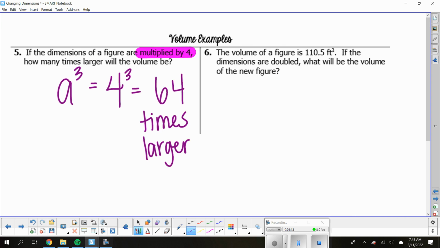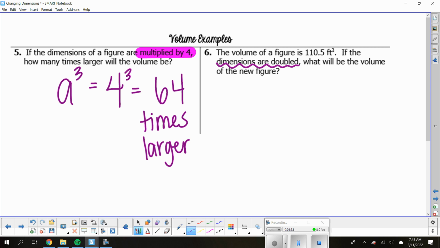Alright, I want you to pause the video and try number 6 on your own. It says if the dimensions are doubled, so keep in mind what that would mean your A value is, but we don't use just the A value, we have to get all the way to the third value, and then it's asking you to find the volume of the new figure.